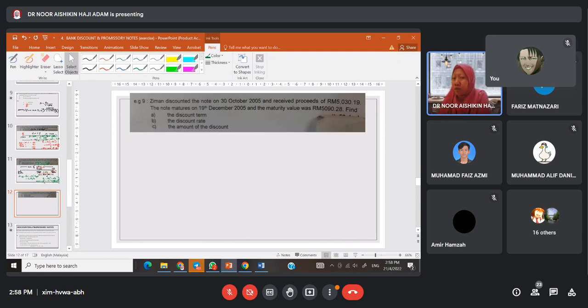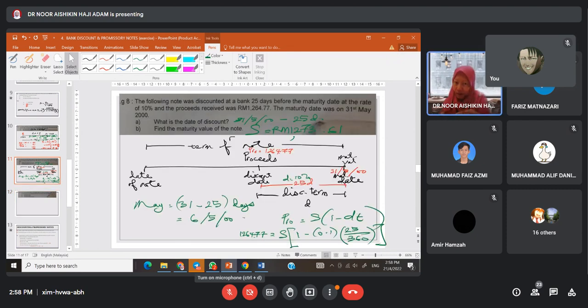Faham? Okay, cuba buat. Saya rasa ada orang yang tak boleh buat. Betul tak? Ada orang tak buat ni? Based on my description of the timeline there. Cuba buat sekarang.